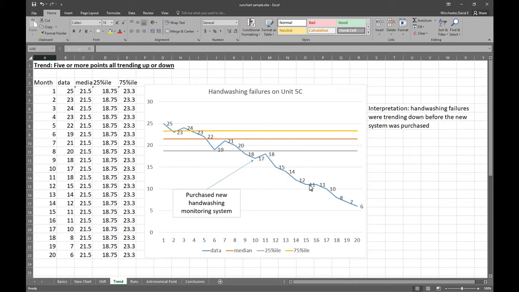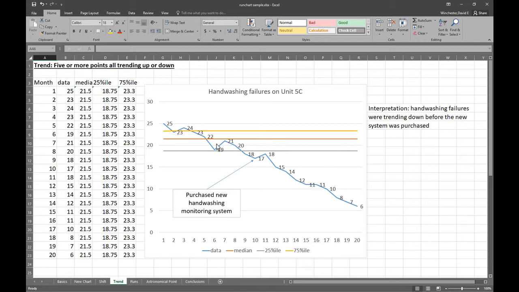So it goes from 18, 15, 14, 12, 11. And then we have another trend here, 11, 10, 8, 7, 6. So 5 points. So we've got a couple of trends here that are both saying that the number of failures is going down. The question is, was that due to the purchase of the new hand washing monitoring system?